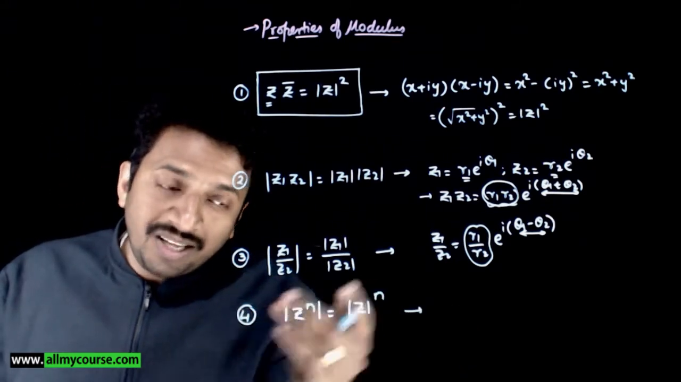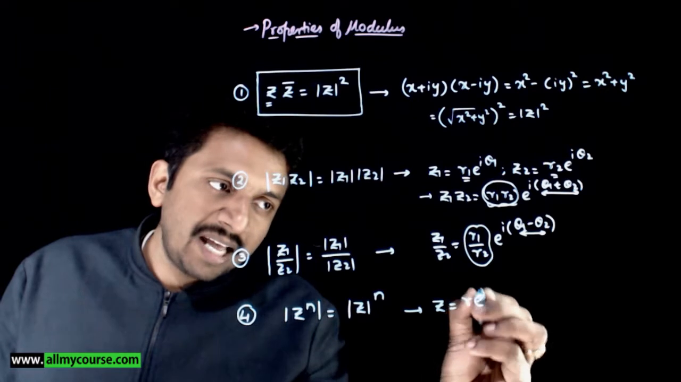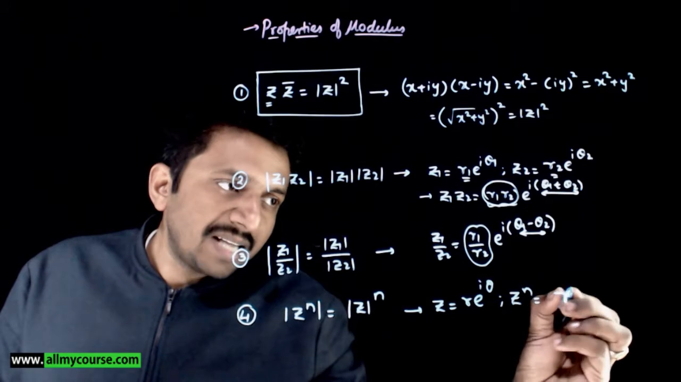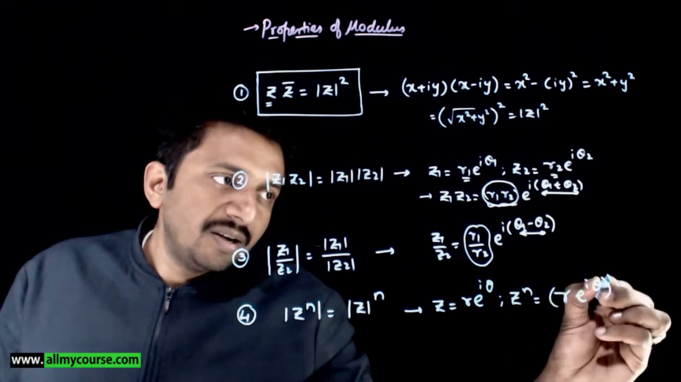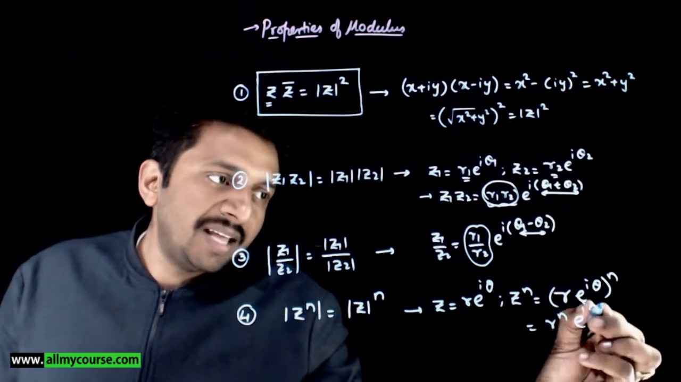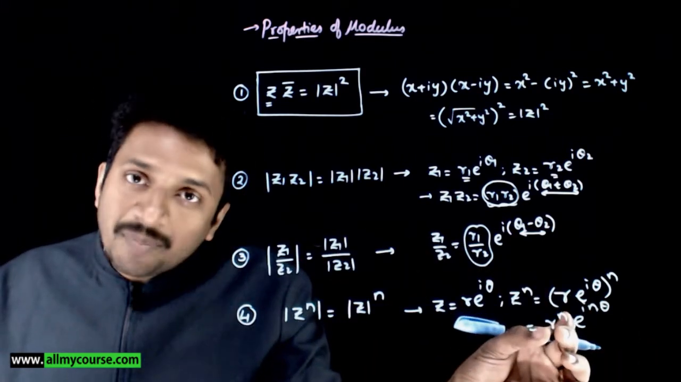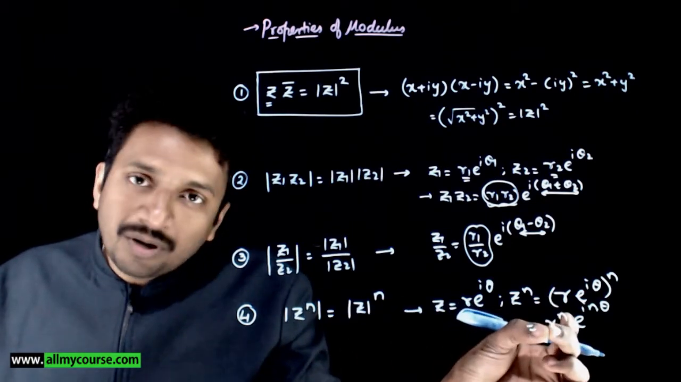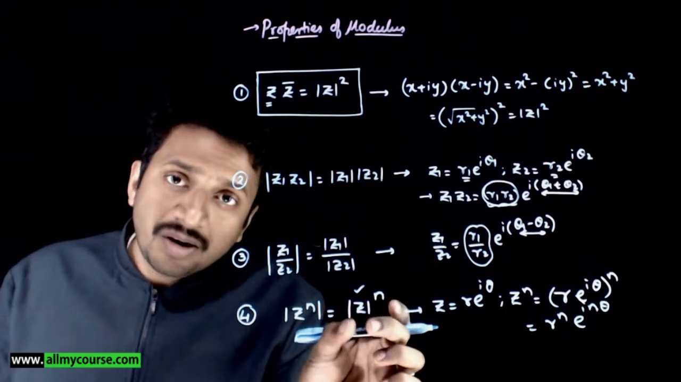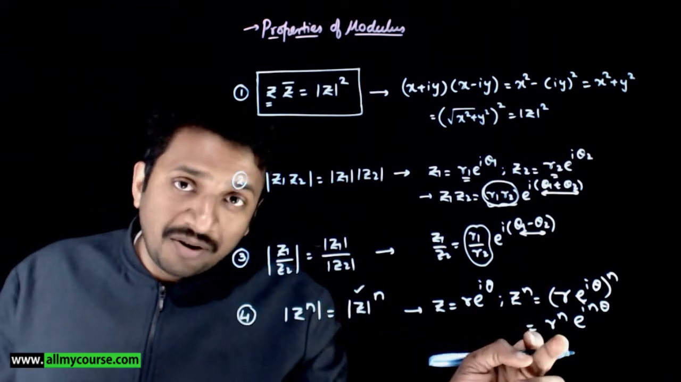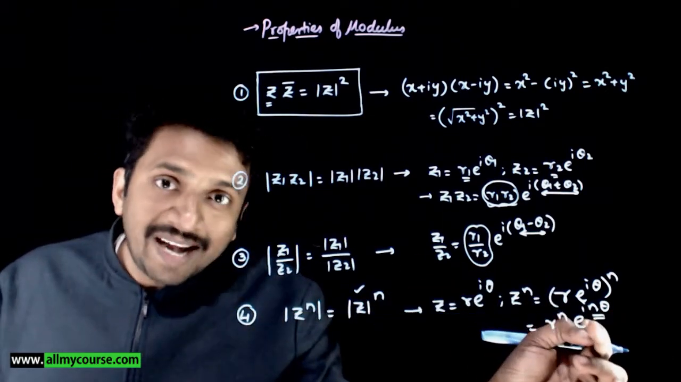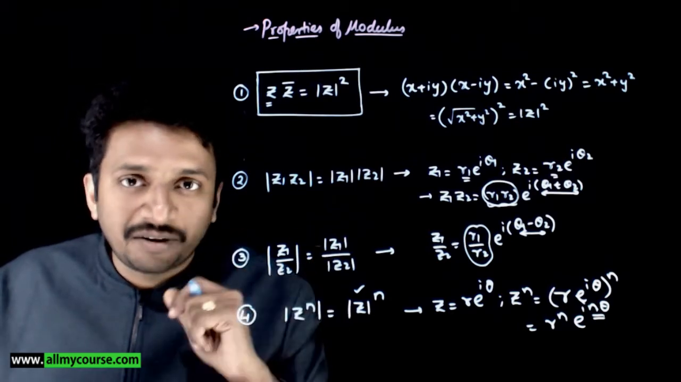This can also be proved very easily. If z is taken as r times e power i theta, what is z power n? z power n is r times e power i theta whole power n. So from the laws of indices, this is r power n times e power i n theta. So what happened to the magnitude? It's just the magnitude of z power n. So mod of z power n is equal to mod z whole power n. And you can also look at what is happening to the argument. What is the argument of z power n? n times the argument of z, which we'll see later.